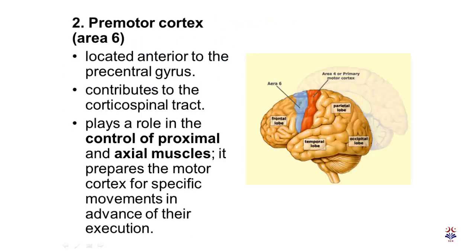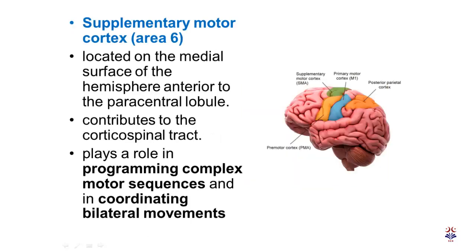Second is the premotor cortex, or area 6. This is the premotor cortex, area 6, which lies anterior to the precentral gyrus, and it also contributes to the corticospinal tract and plays a role in control of proximal and axial muscles. Next is the supplementary motor cortex, area 6. This is the supplementary motor cortex, located on the medial surface of the cerebral hemisphere, anterior to the paracentral lobule. It contributes to the corticospinal tract. Its role is in programming complex motor sequences and in coordinating bilateral movements.